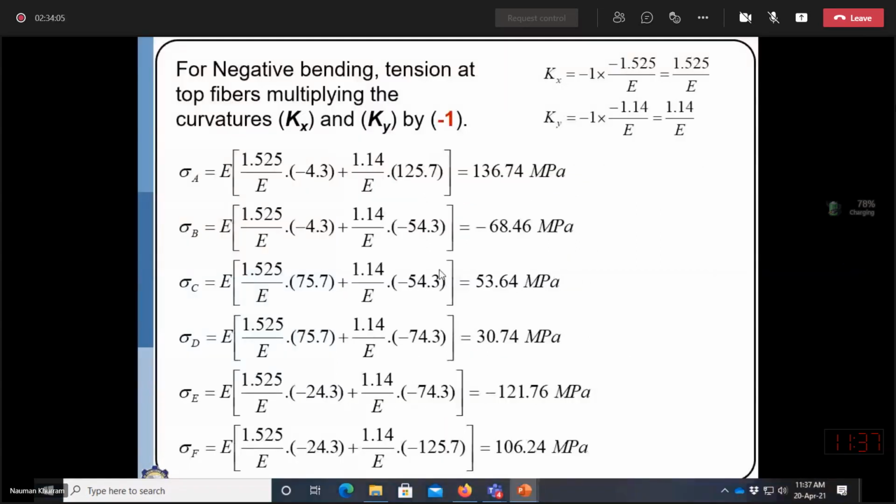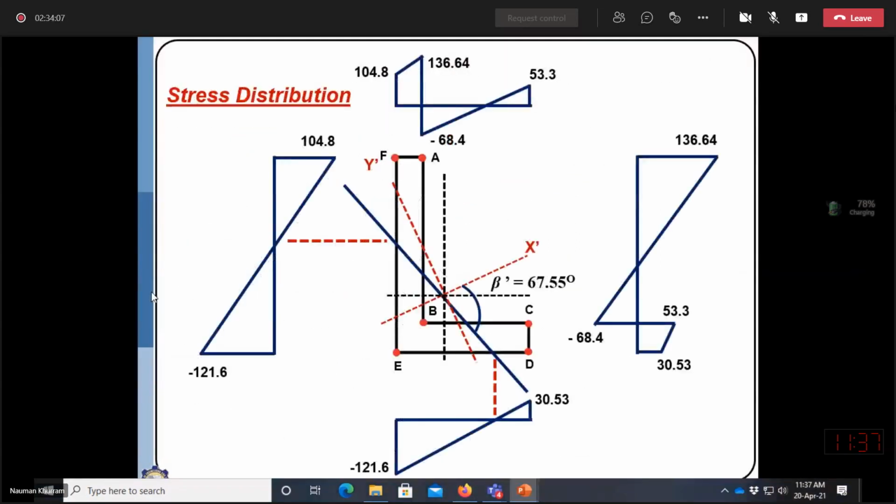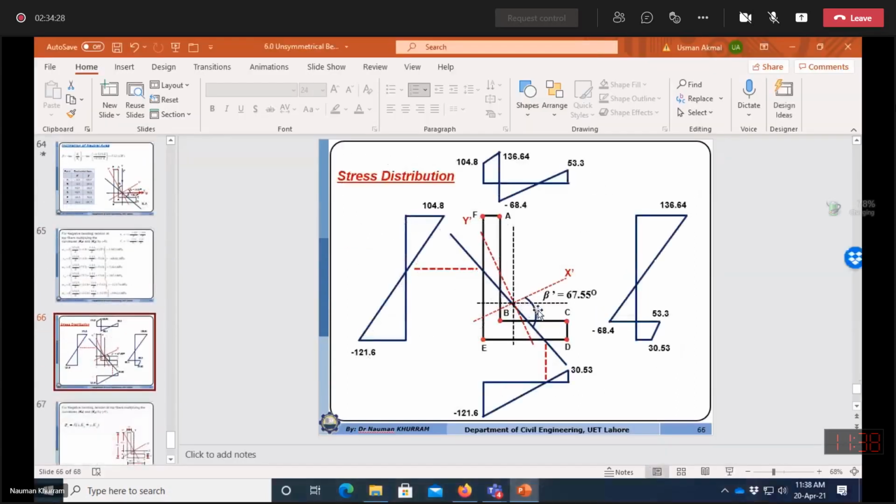So you are exactly having the same answer. And similarly, if you want to plot the stress distribution, that will be exactly the same as you have already determined by the principle of superposition method. So if you want to determine the angle from here, I can quickly correct it. So this angle will be 54.